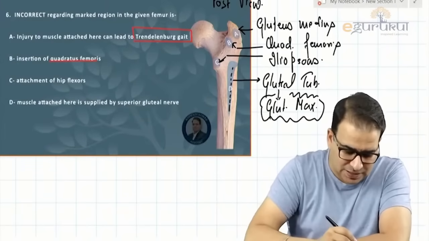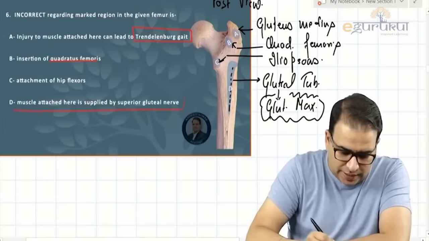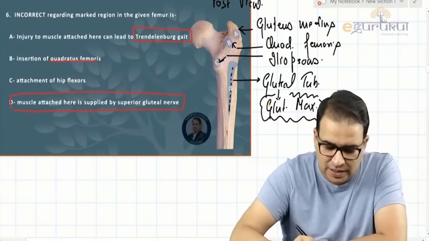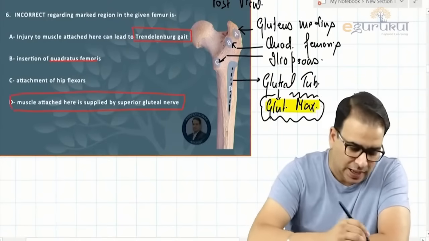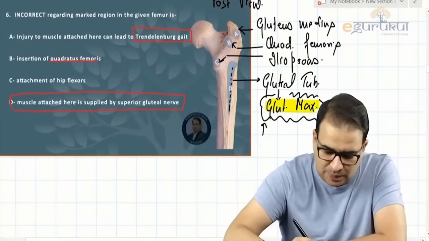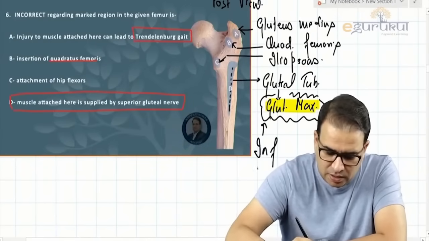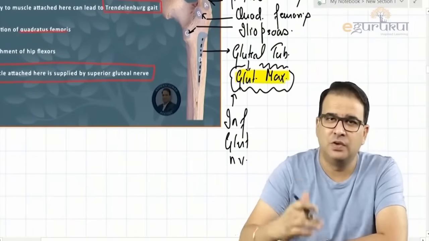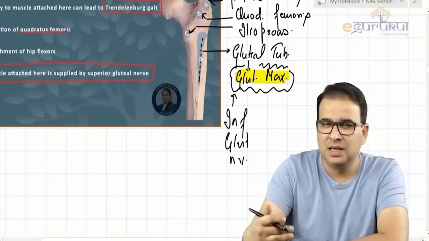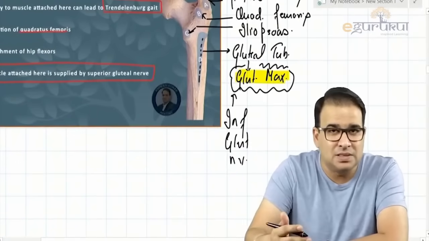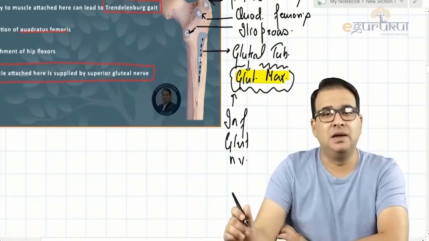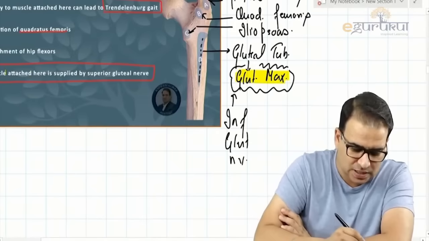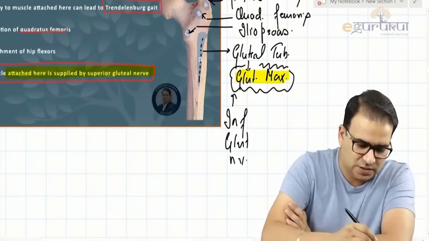And option D says the muscle attached at this point D is supplied by the superior gluteal nerve. Well, that's not correct, because the muscle here is what? Gluteus maximus at point D, and gluteus maximus is solely supplied by the inferior gluteal nerve. Superior gluteal nerve supplies what muscle? It supplies gluteus medius, gluteus minimus, and tensor fasciae latae, but the inferior gluteal nerve is only supplying the gluteus maximus. So the answer to our question is D.